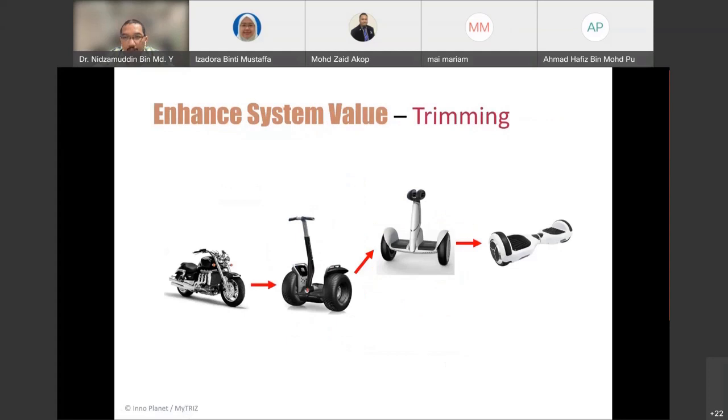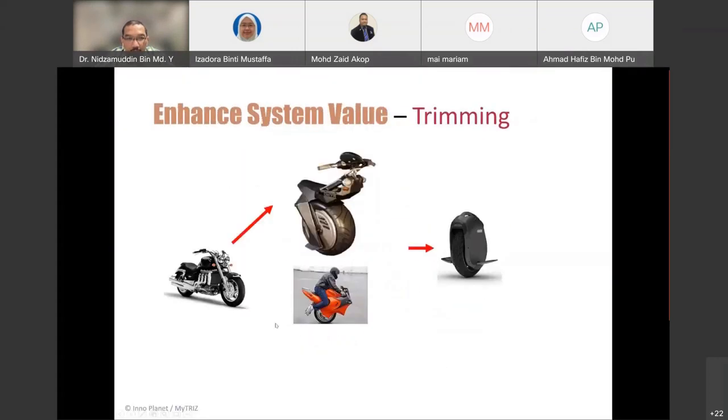Okay, this is trimming. Example of trimming: from a motorcycle, we trim parts, and then we have the Segway, and then we have a Segway without the handles, and then we have the hoverboard. Another example of trimming is we trim parts of the motorcycle, and we are left with a new product, a one-wheeler system. So this is one of the many tools that we use in product innovation.